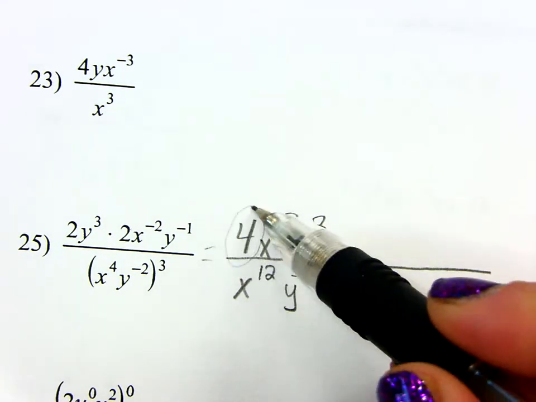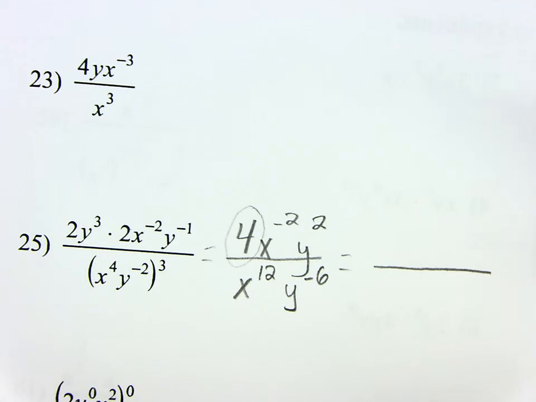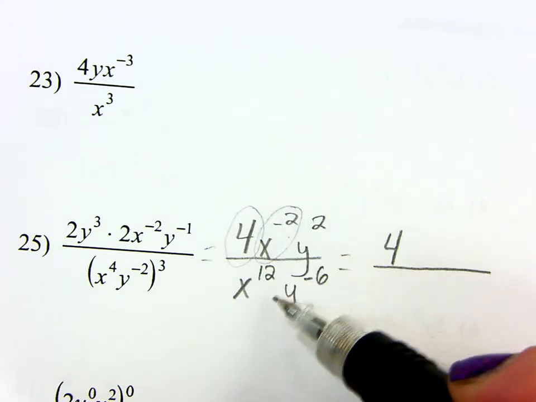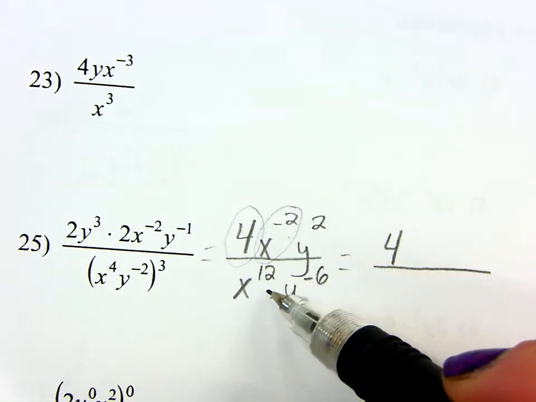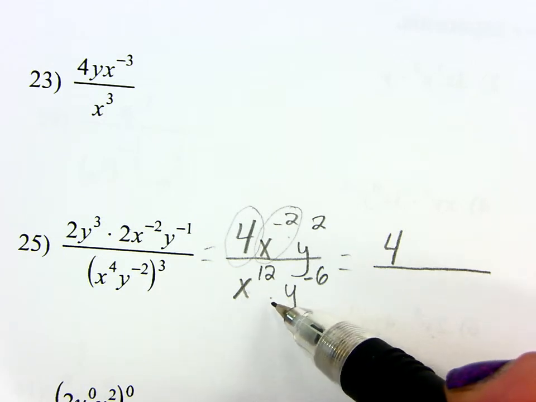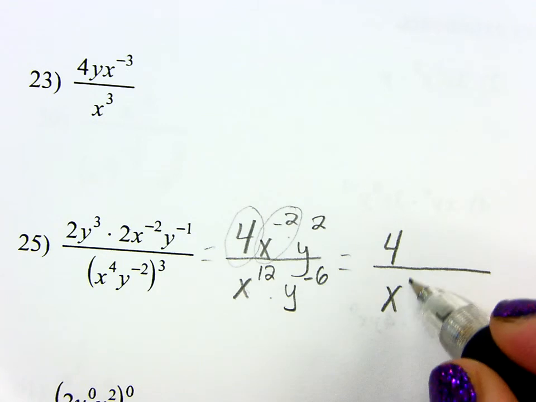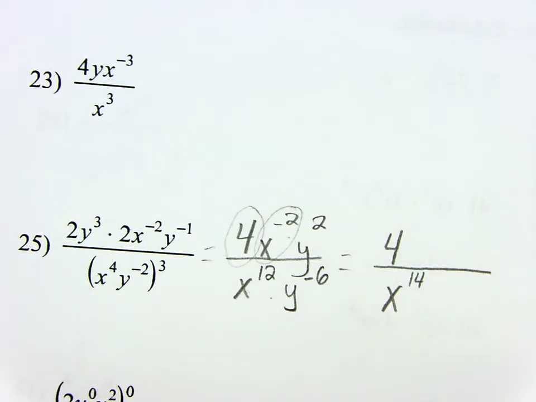All right, so now, me personally, I'm going to go one by one. What happens with this 4? Stays. Nothing changes. There's no other numbers. It's just a 4. What happens with this x to the negative 2? It's got to go downstairs. Now, I already have x to the 12th downstairs, so once I move this, I'll really have x to the 14th in the denominator. Perfect.